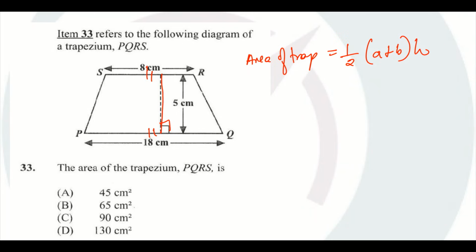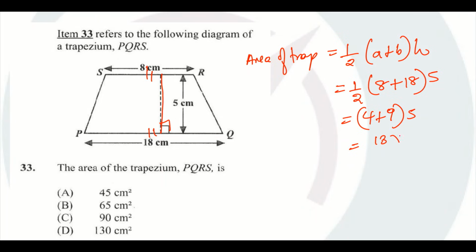So then the area is half times 8 plus 18 times 5. Now, just for easy calculation, half of 8 is 4, and half of 18 is 9. All that multiplied by 5. So 4 plus 9 gives me 13. And 13 times 5, 3 times 5 is 15, carry 1, 5 times 1 is 5, plus the 1, so we get 65 centimeter square. So our answer is going to be B.